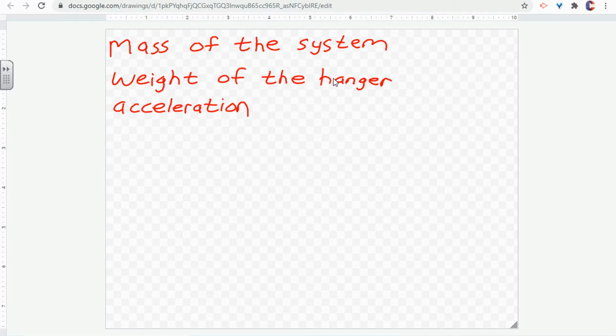That means the mass of the system is not only the car, but the car plus the hanger. So we're going to take the car, which by itself has a mass of 0.5 kilograms, and the mass of the hanger is going to be 50 grams or 0.05 kilograms. So the initial mass with nothing on is going to be 0.55 kilograms.